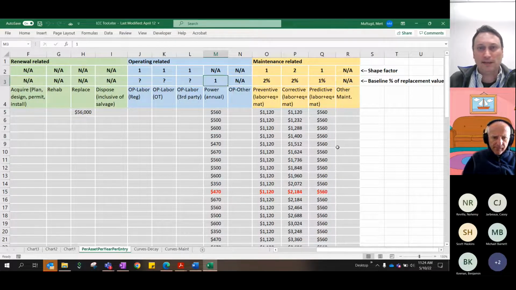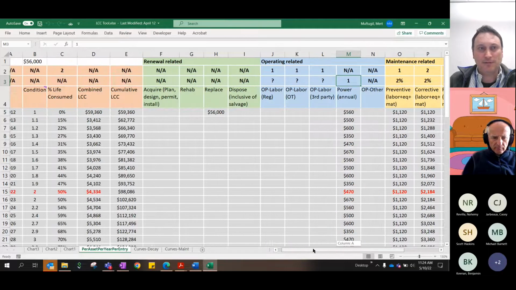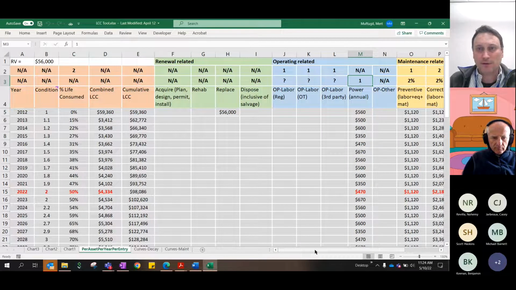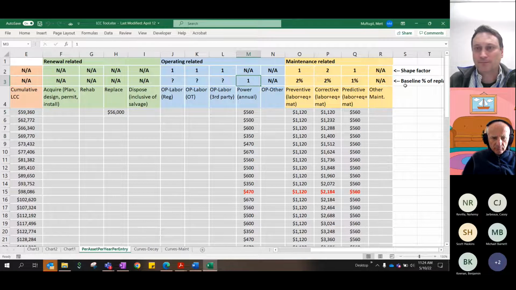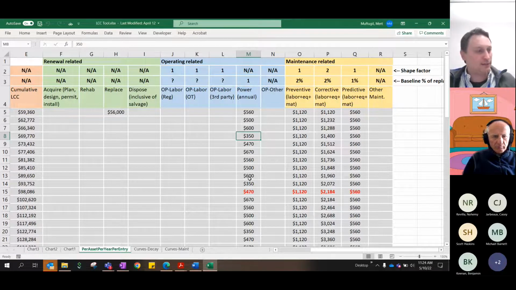So what you see here, actually, one thing I should probably note if I go back, it's on the right side. So there's no shape factor associated with this calculation. So these are just hard entries. Basically, it's an estimate of what we think it's going to be. They don't make it very complicated.